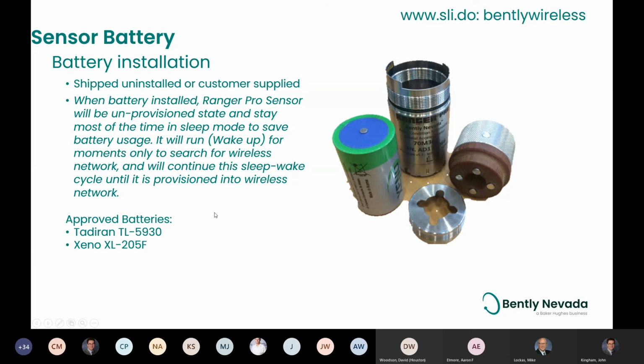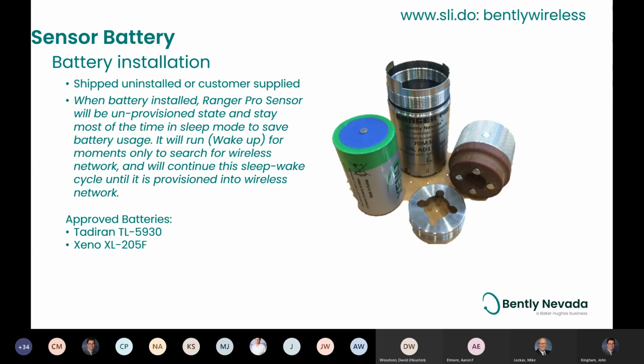Okay. So I do want to talk about these batteries. These are two very specific batteries that we recommend that you use. And if you fail to use them, if you use different batteries, it will void the Class 1 Div 1 classification, and it will also void your warranty. We do offer, by the way, just with all of our hardware products, a 3-year warranty on these.